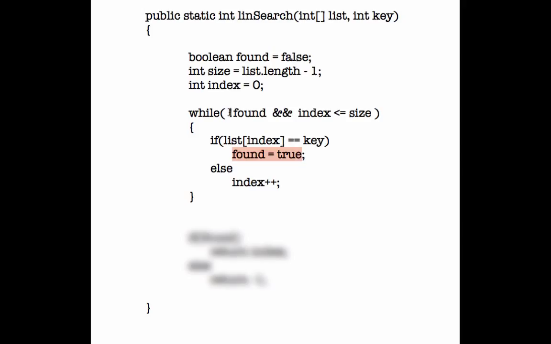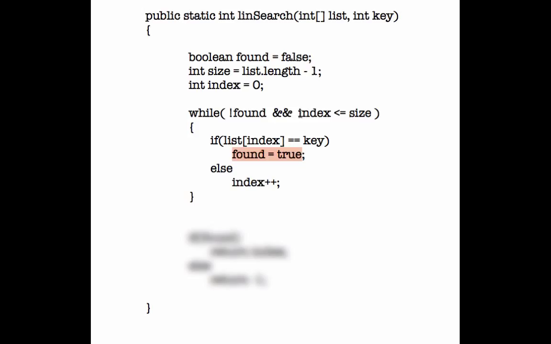So the next time that this is evaluated, it's going to be evaluated as the negation of true. The negation of true happens to be false. This expression will be false, and therefore this entire condition will be false and the loop will stop. That's precisely what we want. We want the loop to stop. We want to stop searching as soon as we found a match.